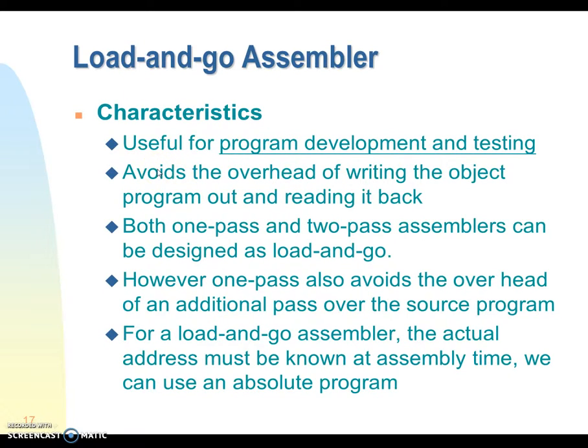These are some of the characteristics of the load and go assembler. Normally it is useful for program development and testing, and it avoids the overhead of writing the object program out and reading it back. Both one pass and two pass assemblers can be designed as load and go. However, one pass also avoids the overhead of an additional pass over the source program. For a load and go assembler, the actual address must be known at assembly time. We can use an absolute program.